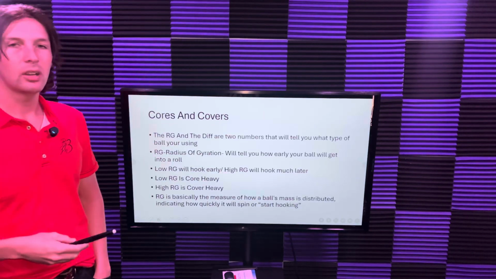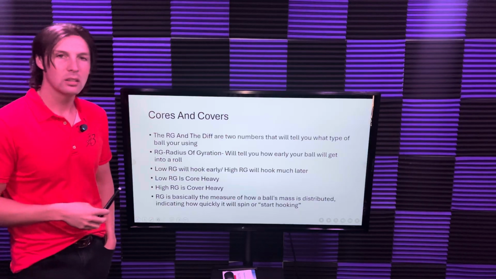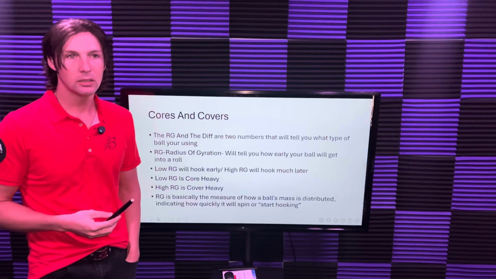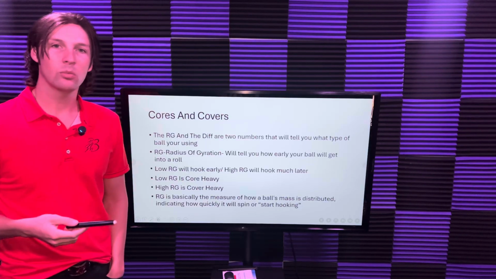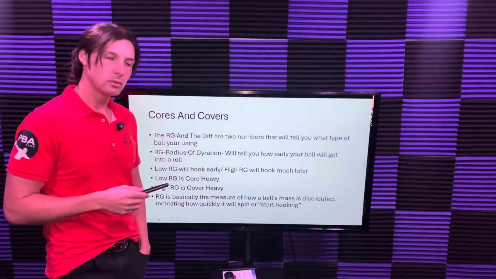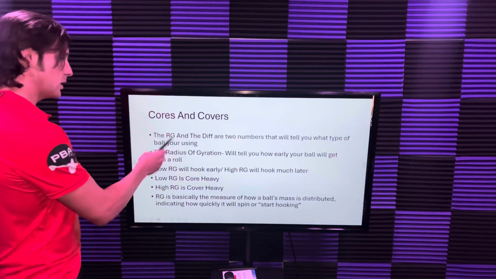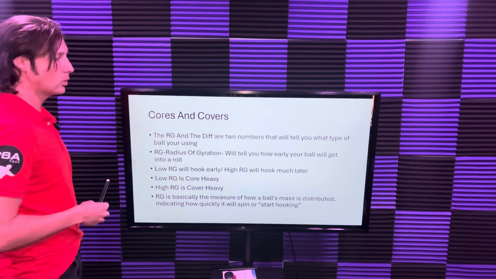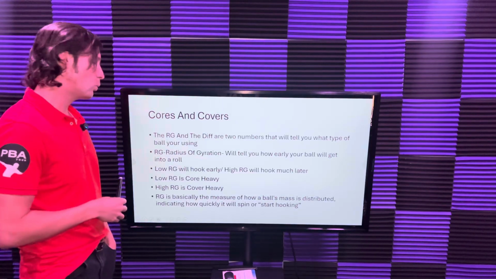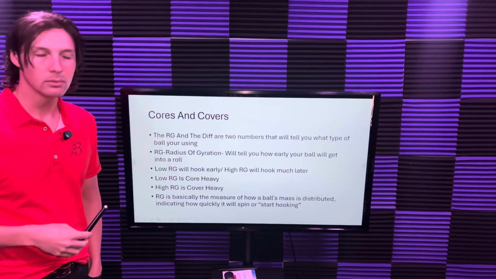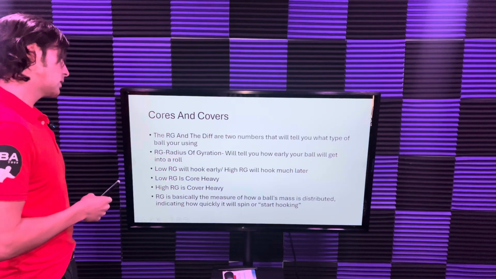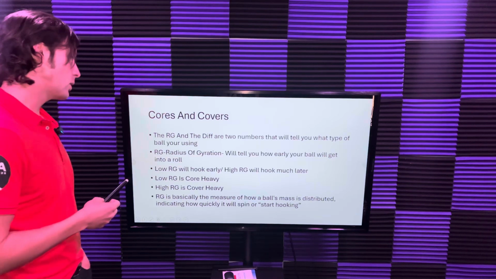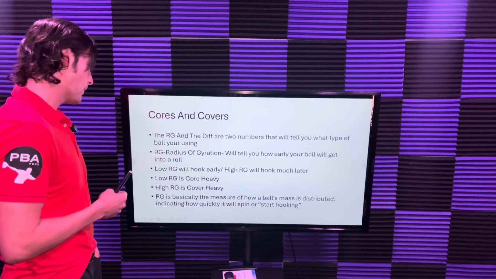So now we'll be talking about the RGs and the differential. In case you don't know what RG is or what differential is, I will talk about that in detail right now. And this one right here, we'll be talking about the RG. The RG and the differential are two numbers that will tell you what type of bowling ball you're using. The RG is the radius of gyration, and it will tell you how early your ball will get into a roll.